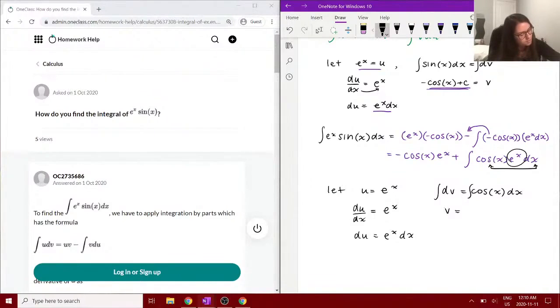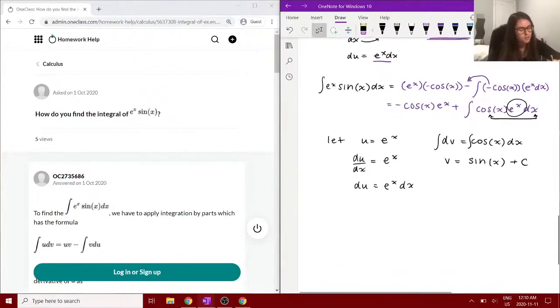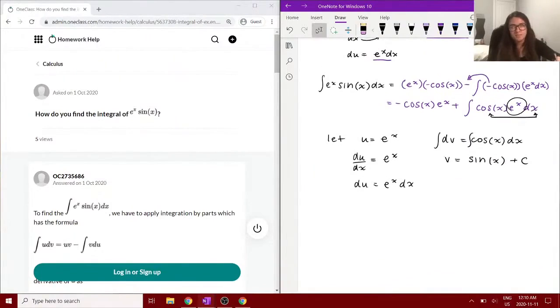So we get v is equal to, well, the integral of cos x is sine x. And we have a plus c term. Like I said, leaving that out for now, but we will come back to that and add that in later. All right, so now we can sub it back into this part above. Let me write the whole thing again.